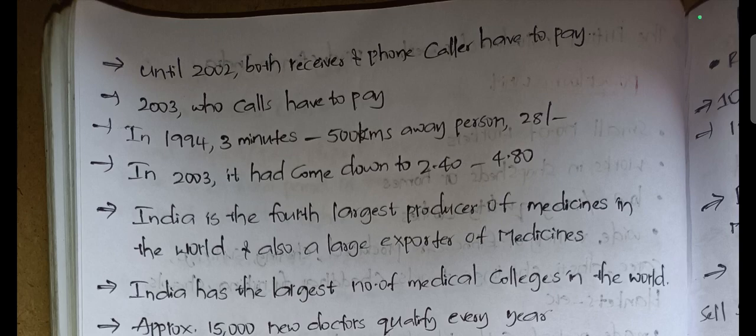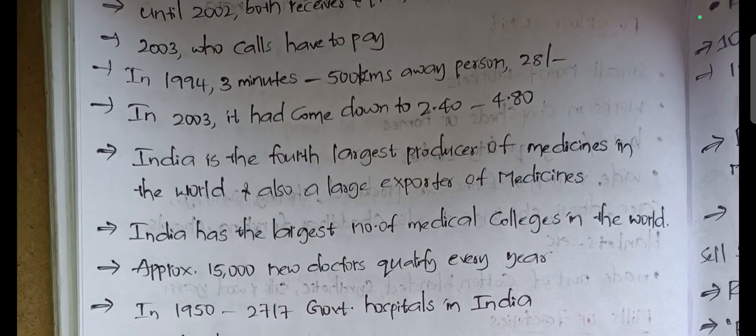India is the fourth largest producer of medicines in the world and also a large exporter of medicines. India has the largest number of medical colleges in the world. Approximately 15,000 new doctors qualify every year.